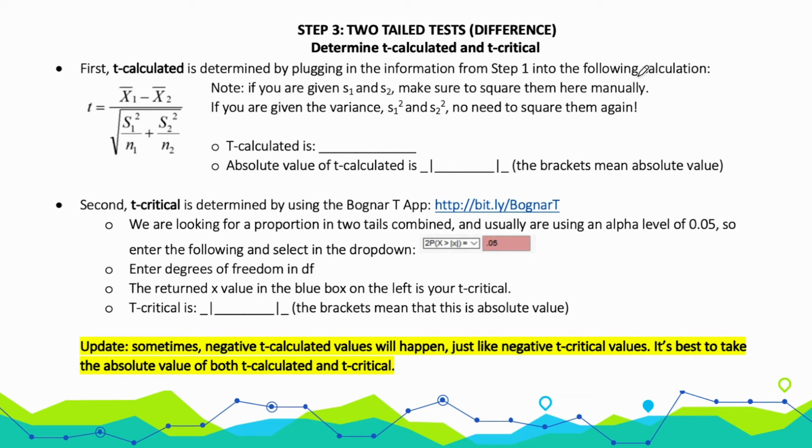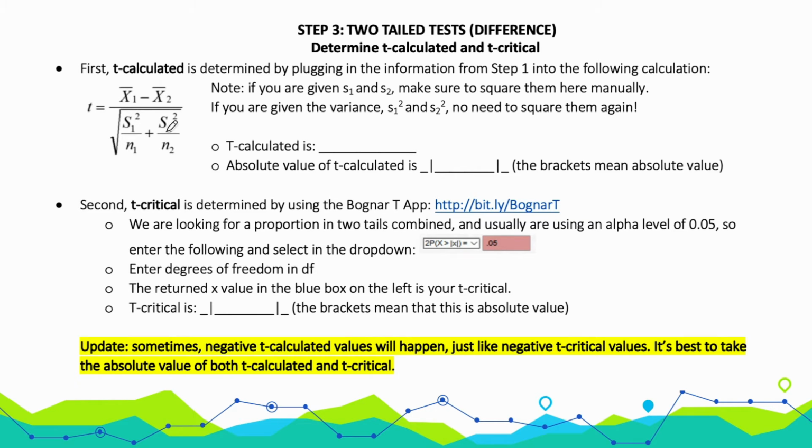So here's step 3. When we're doing two-tailed t-tests, looking at differences, we have to calculate t-calculated and determine t-critical. As you know, t-calculated is determined by plugging in all the information from step 1 into this calculation. The calculation may look a little daunting, but it's really easy to solve when you just plug in the information from step 1. In the numerator, you have x bar 1 minus x bar 2. So you can calculate that easily first. That's just your group 1 mean minus your group 2 mean.